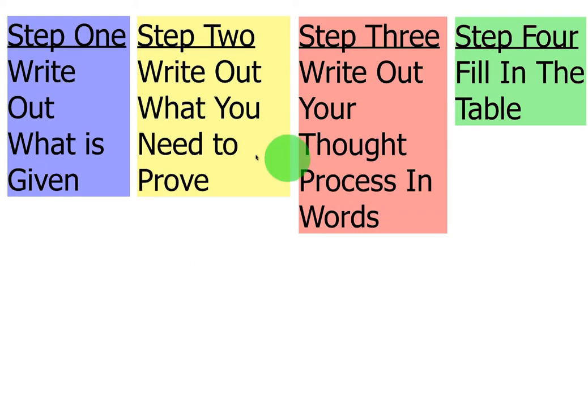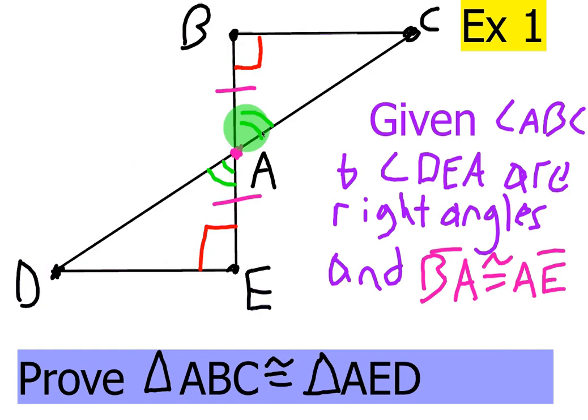So the first part of our proof is going to be writing out what is given. We just need to write these two things out. ABC and DEA are right angles.